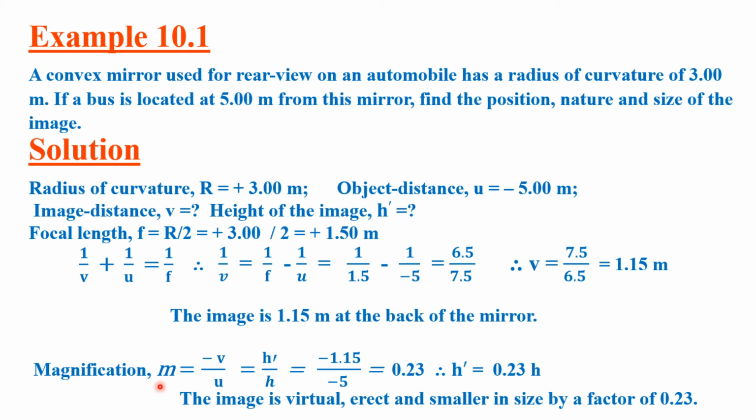Magnification we have to find in order to find the size of the image. It is given by minus V upon U equals H dash upon H. Substituting the values of V and U, we get M equal to 0.23. So H dash is equal to 0.23 H, which is smaller than the object. The image is virtual, erect and smaller in size by a factor of 0.23. The magnification has no unit as it is the ratio of similar quantities.